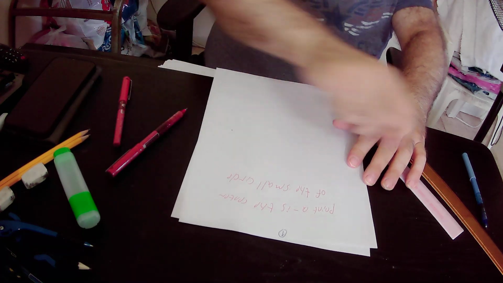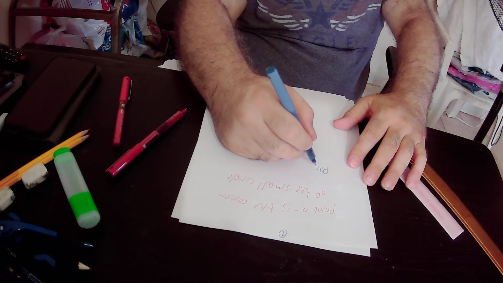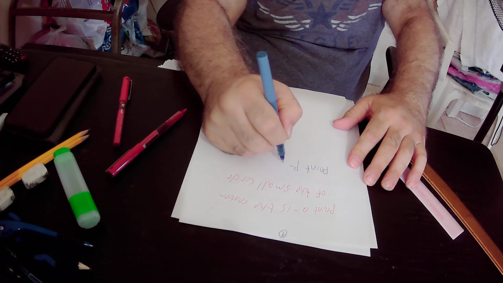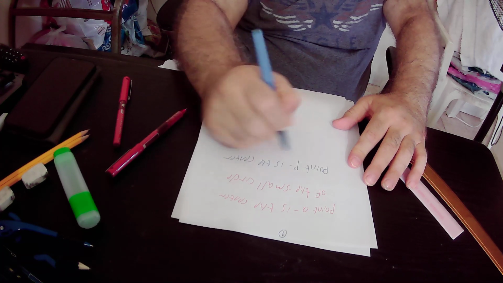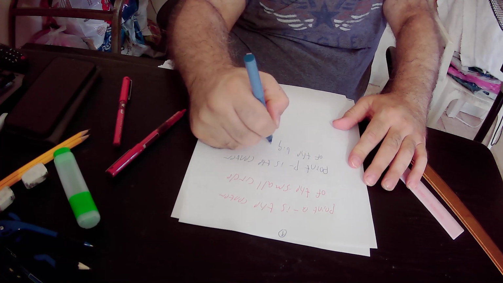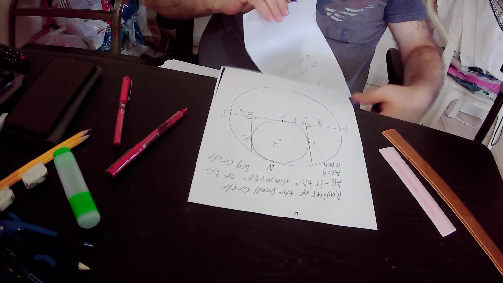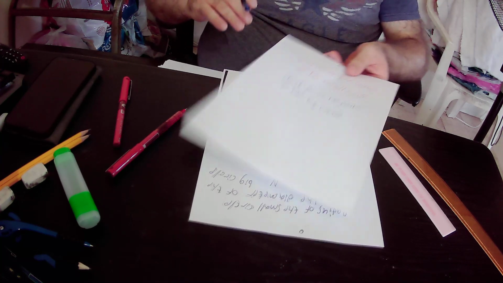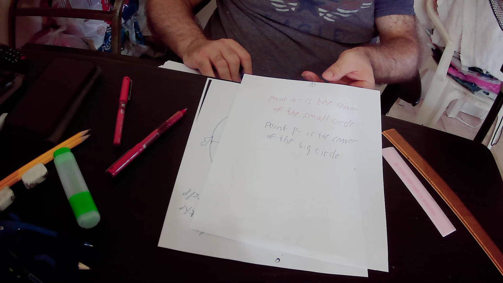and the point P is the center of the big circle. Okay, point Q is the center of the small circle, and point P is the center of the big circle.